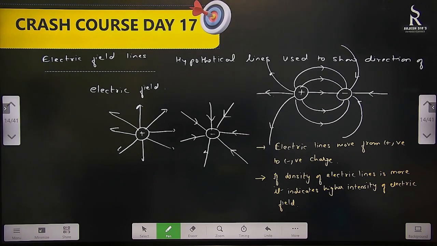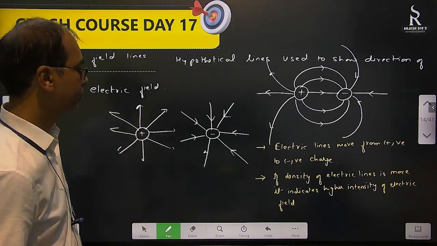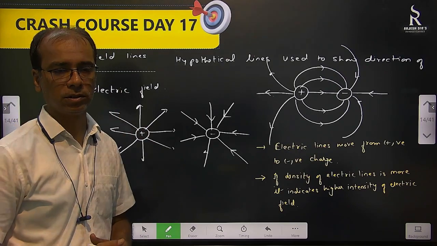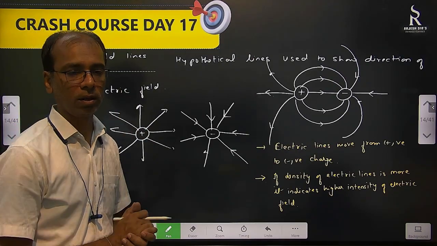Alright, then what more points can we say about electric lines? Electric lines always move from positive charge to negative charge, we already have said, right? Then, more number of electric lines associated with any charge means the charge is also more there.